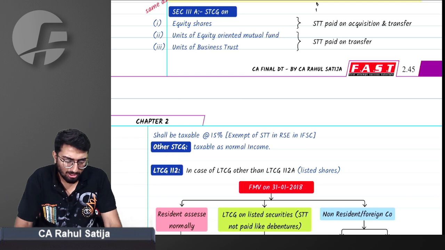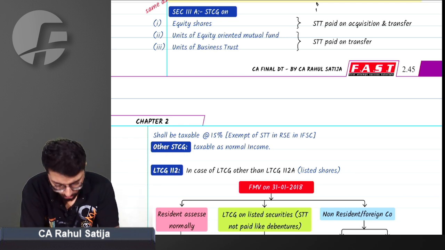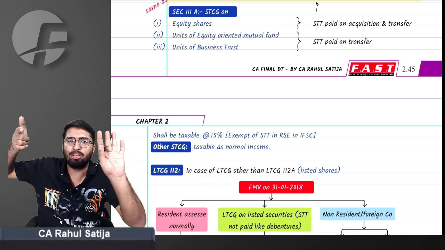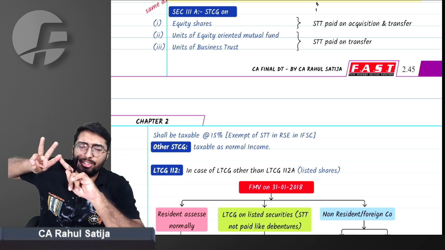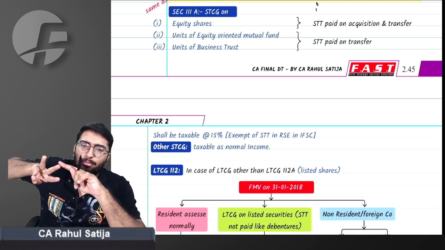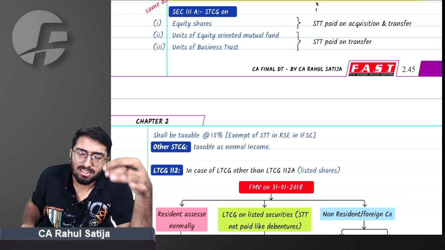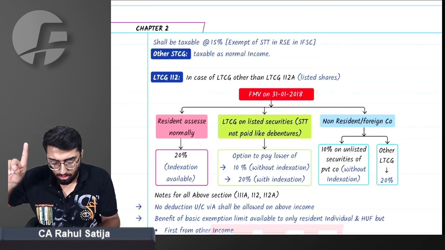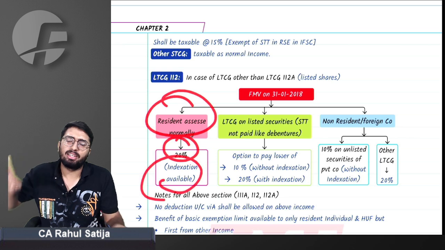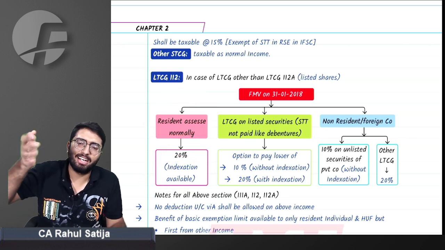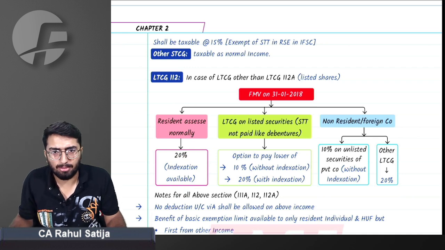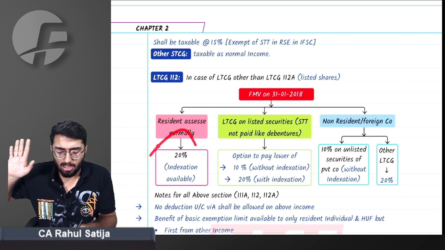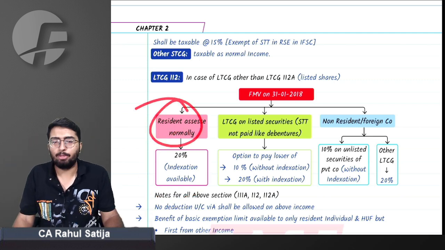Last is LTCG 112. Focus has to be here. In case of LTCG other than 112A, 112A says listed equity shares, listed equity-oriented mutual funds, and listed units of business trusts. Any other assets apart from these will be taxable under section 112. What will be the tax rate? See, for a normal resident individual, it will be 20% with indexation. 20% tax rate flat, but you will be allowed indexation if it is long-term capital gain, except for bonds, debentures, except for first proviso, or except for any other thing where indexation is not available. You will be allowed indexation, but you will be taxed at 20%.